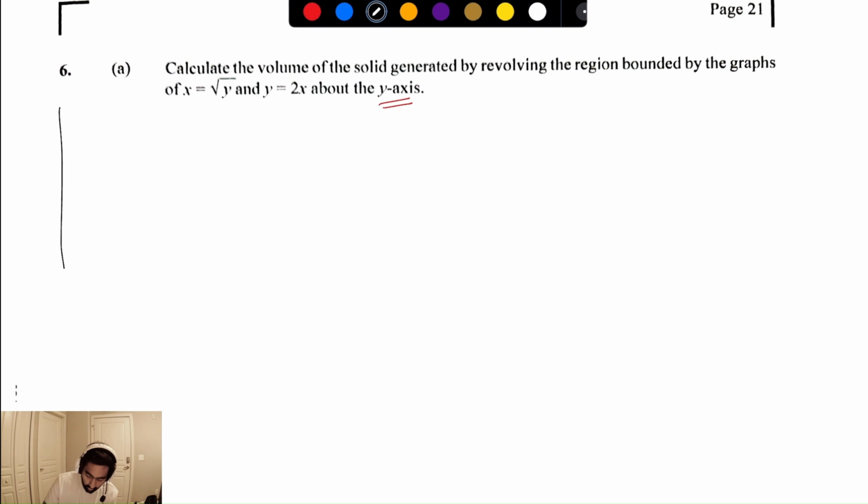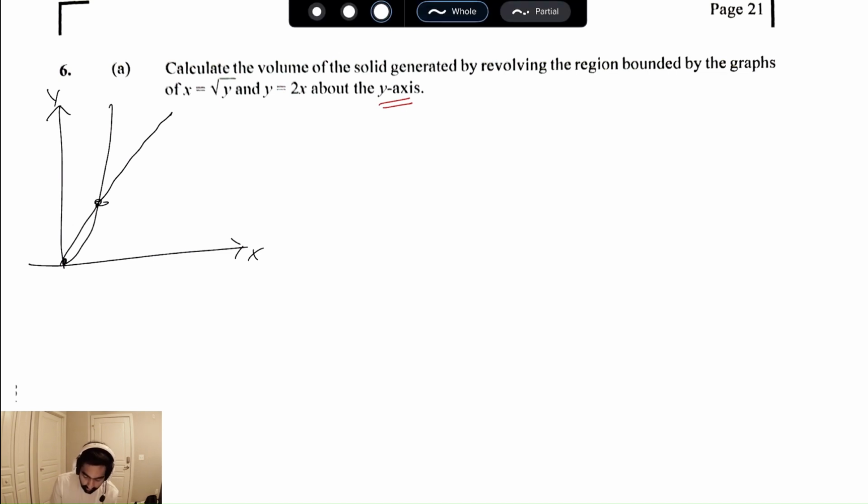Let me just draw a quick sketch to show you what's going on. So let's say these are your usual axes, x and y. This is what x equals square root y will look like. And then this is what y equals 2x will look like, something like this. And what they're saying is, okay, you're taking the region here and you're rotating it about the y-axis, right? I'll just draw an arrow to indicate what the y-axis is.